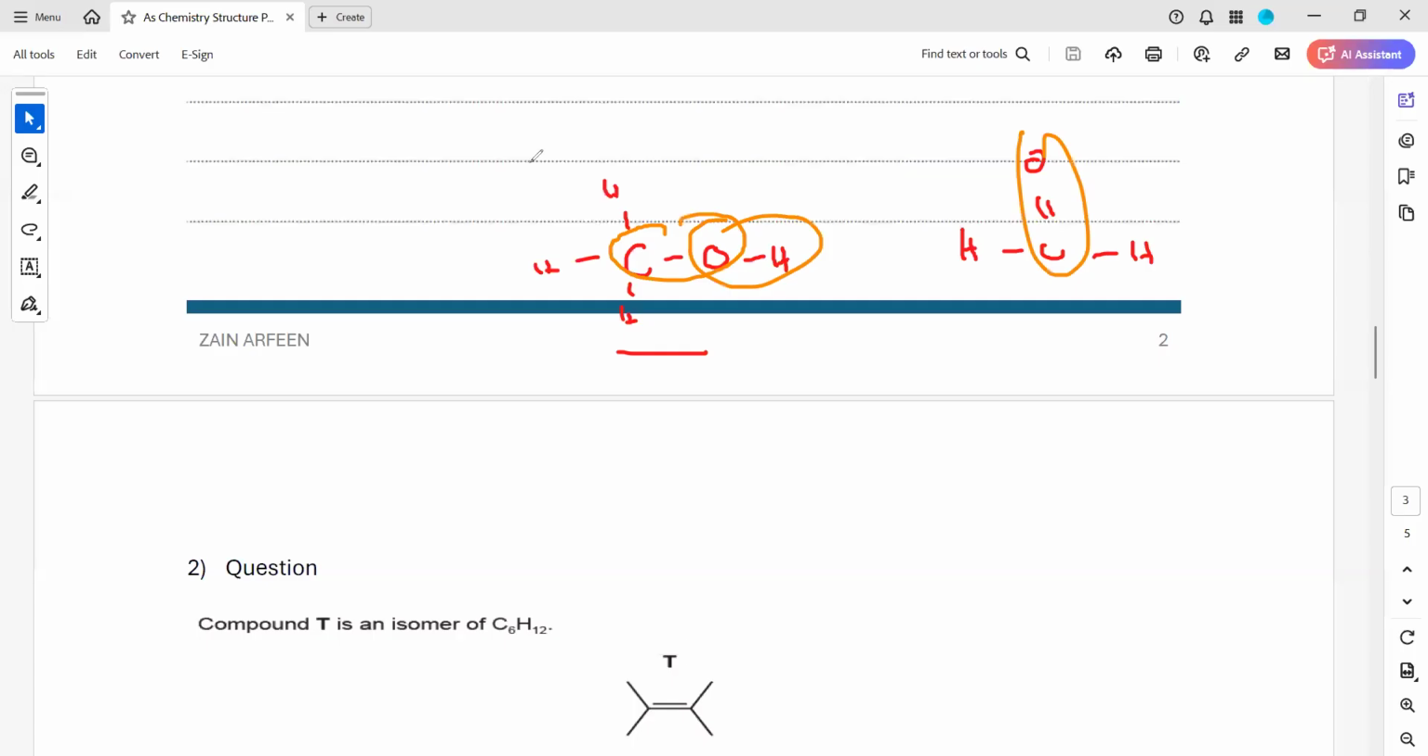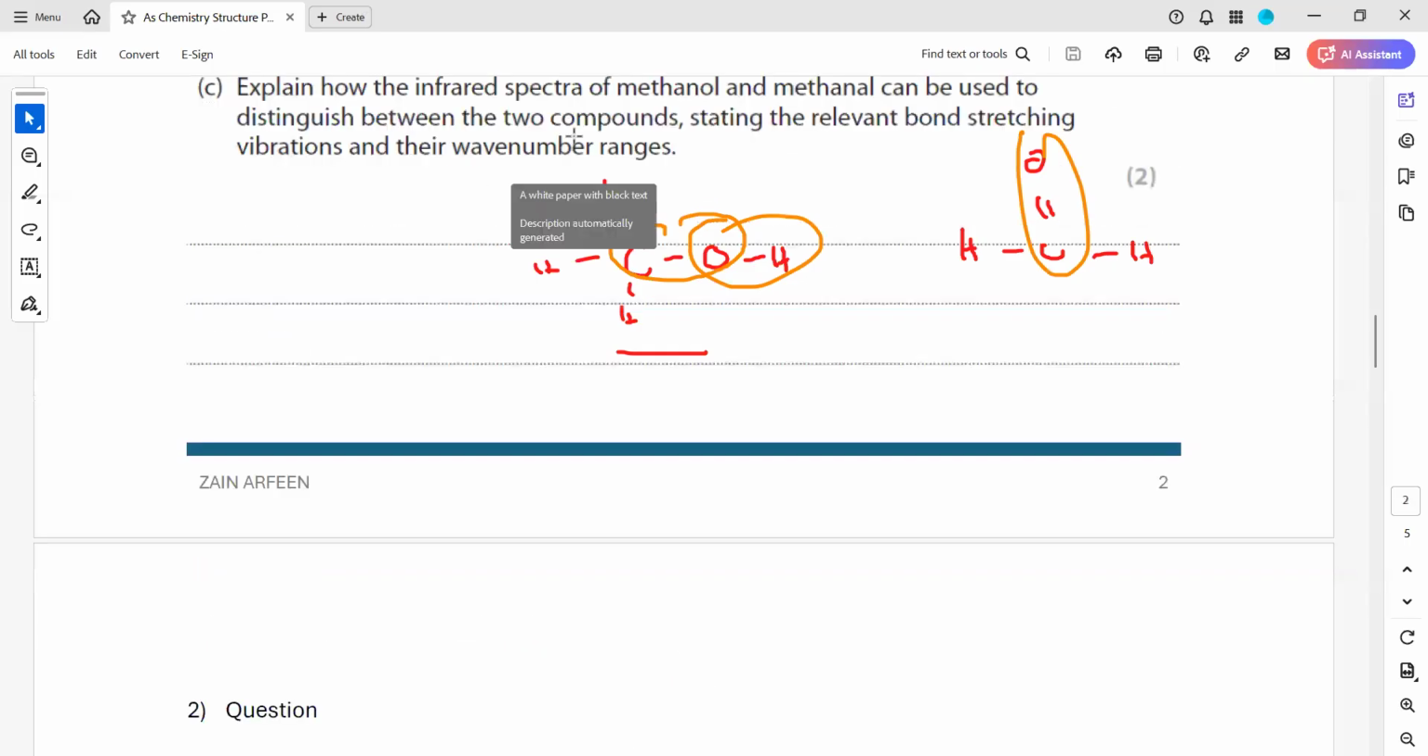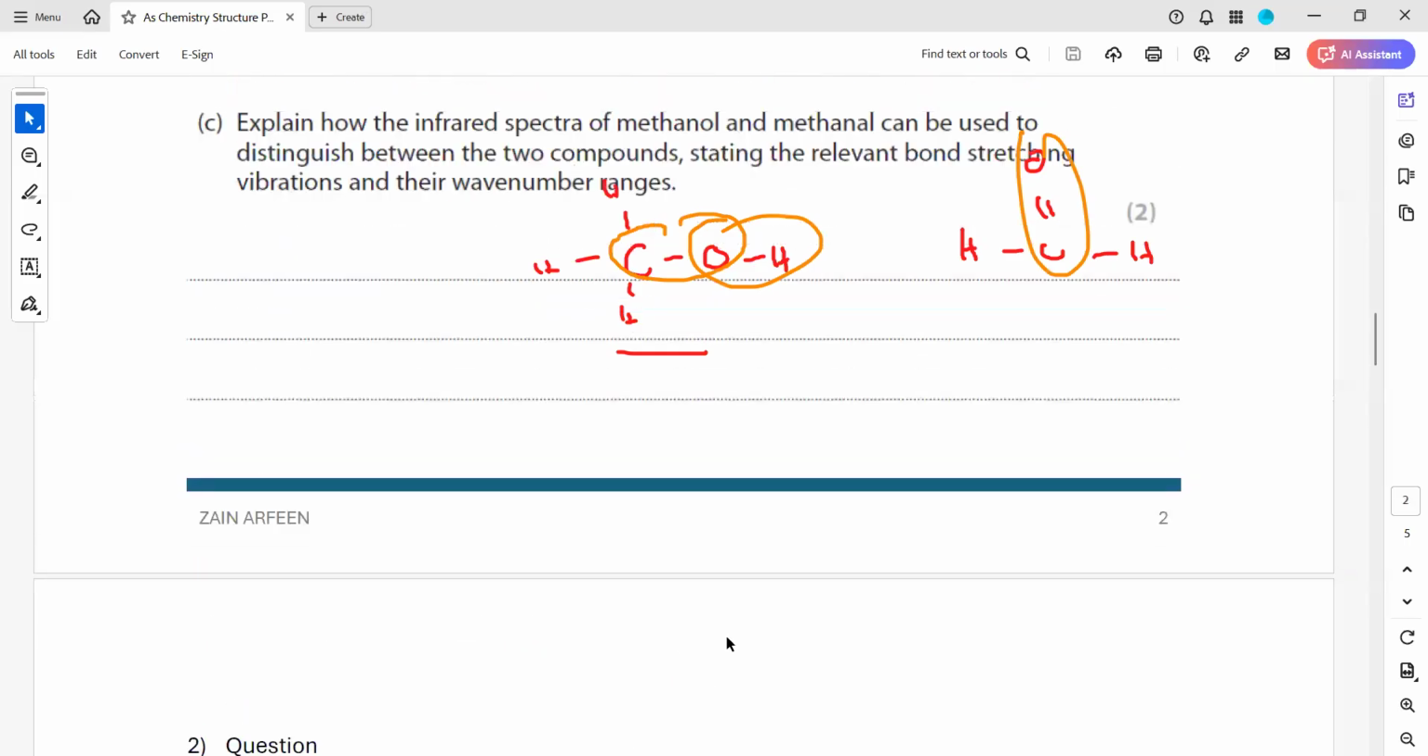Why is there bond stretching in one and not the other one? Because they are different compounds. So as they are different compounds, this is how you score 2 marks: you will say in methanol, there will be an OH bond stretching absorption, but in methanal, there will be a C double bonded with O absorption. And what is the OH bond stretching absorption?